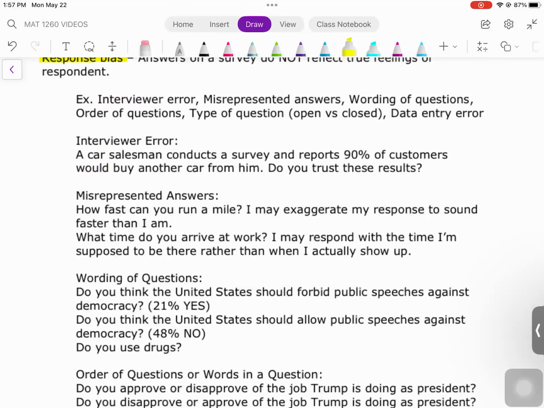Misrepresented answers: how fast can you run a mile? I may exaggerate my response to sound faster than I am. Or, what time do you arrive at work? I may respond with the time that I'm supposed to be there rather than the time that I actually show up.